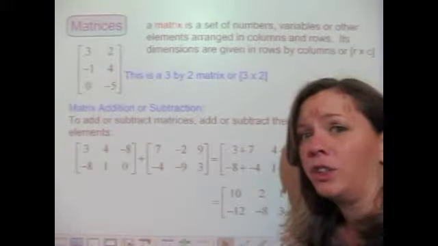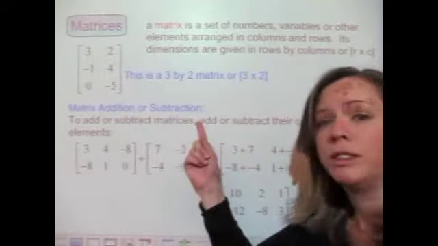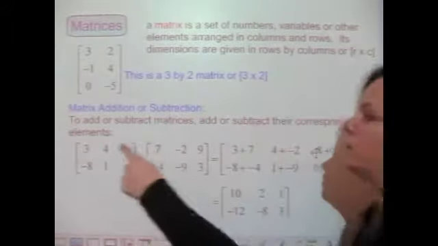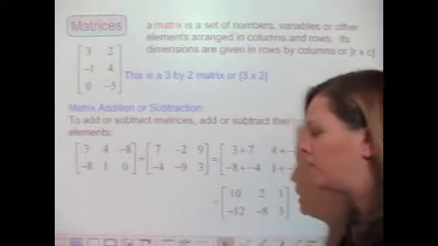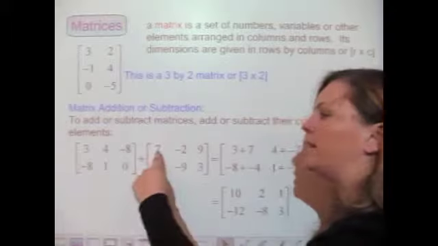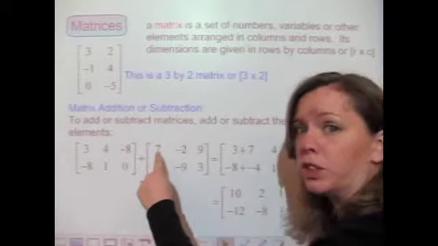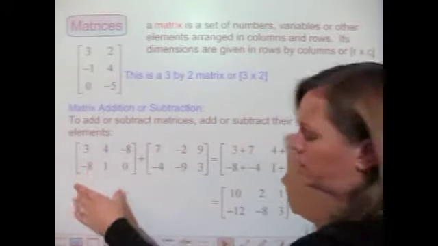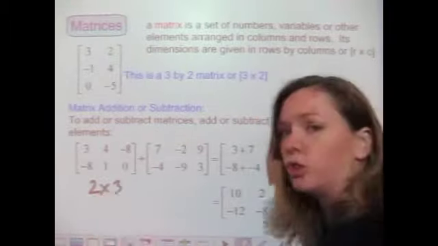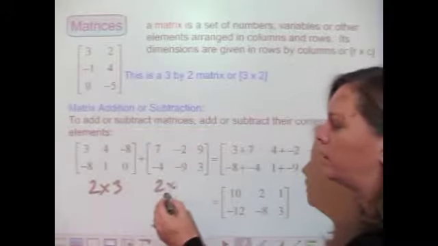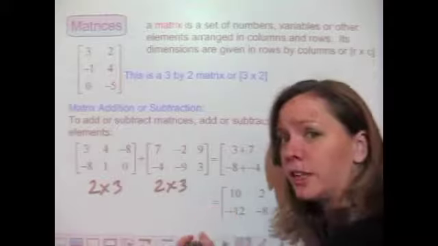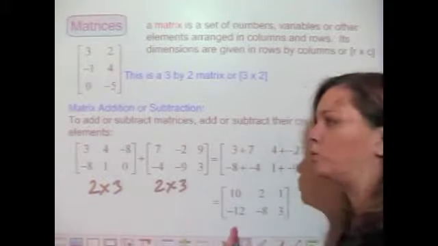Now, if we want to add two matrices together, or if we want to subtract the two matrices, all we have to do is add or subtract their corresponding elements. So that just means if I'm looking at the first position in the first matrix, I'm going to add that to the number that's in the first position of the second matrix. So let's look at these two matrices here. This matrix is 2 by 3. This matrix is also 2 by 3. Matrices need to have exactly the same dimensions in order to be able to add them or subtract them.